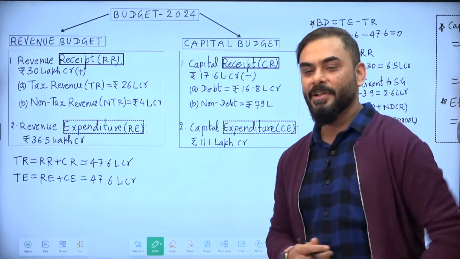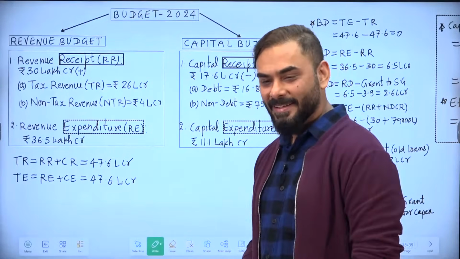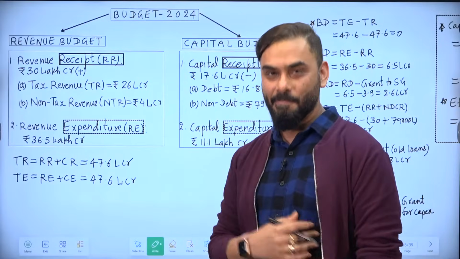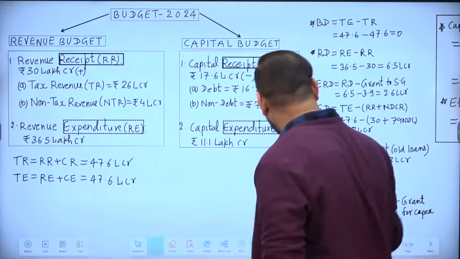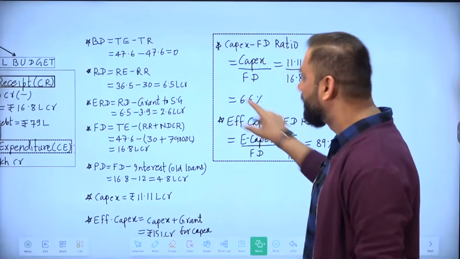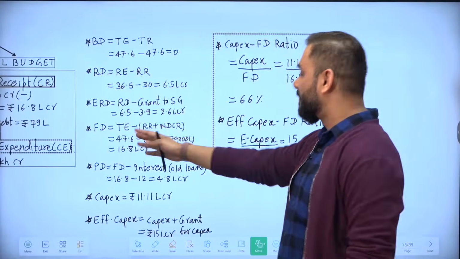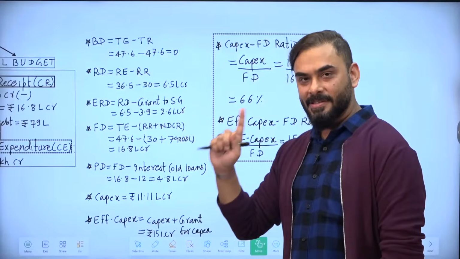Now, guys, one of the very good ways to understand this year's budget and the numbers that are there in the budget, I'll tell you something. I could have easily shown you this side and I could have told you that, see, this is how you calculate budget deficit, revenue deficit, effective revenue deficit, fiscal deficit, and all these things. I could have easily shown you this. But I think this is a very bad way.